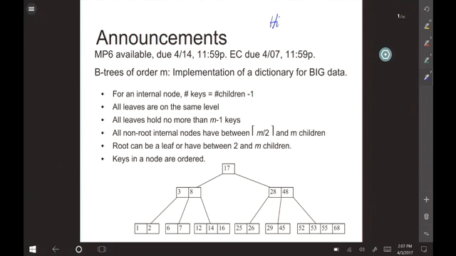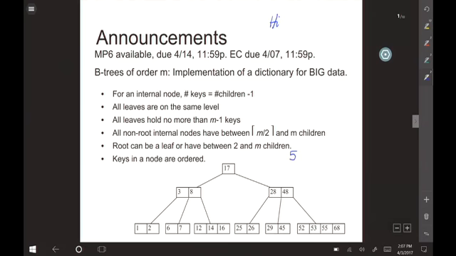All right, so refresh my memory. Here's an example B tree. Do you remember what the order of this B tree is? We talked about it. This is a B tree of order... Do you remember? 3, 4, 5? It's order 5. That's right.